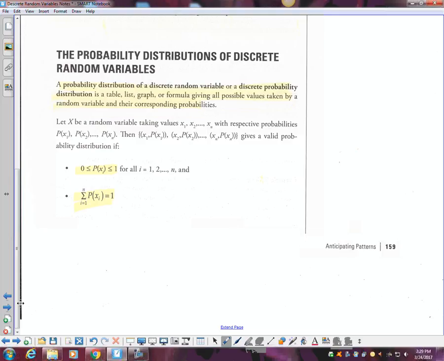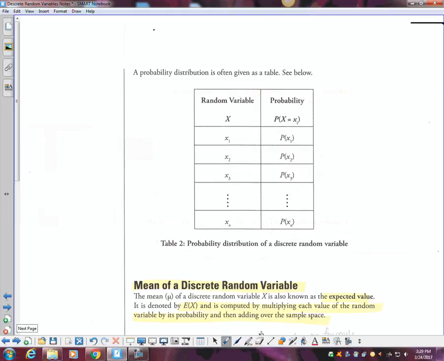A probability distribution of a discrete random variable, or discrete probability distribution, is a table, a list, a graph, or a formula giving all possible values taken by a random variable and their corresponding probabilities. The probabilities always have to be between 0 and 1, and the sum of all of those probabilities always has to equal 1. So here's a great example. We've got all of our variables, and then these are all the probabilities of all these variables happening. So they can all be different, but they all have to add to 1.